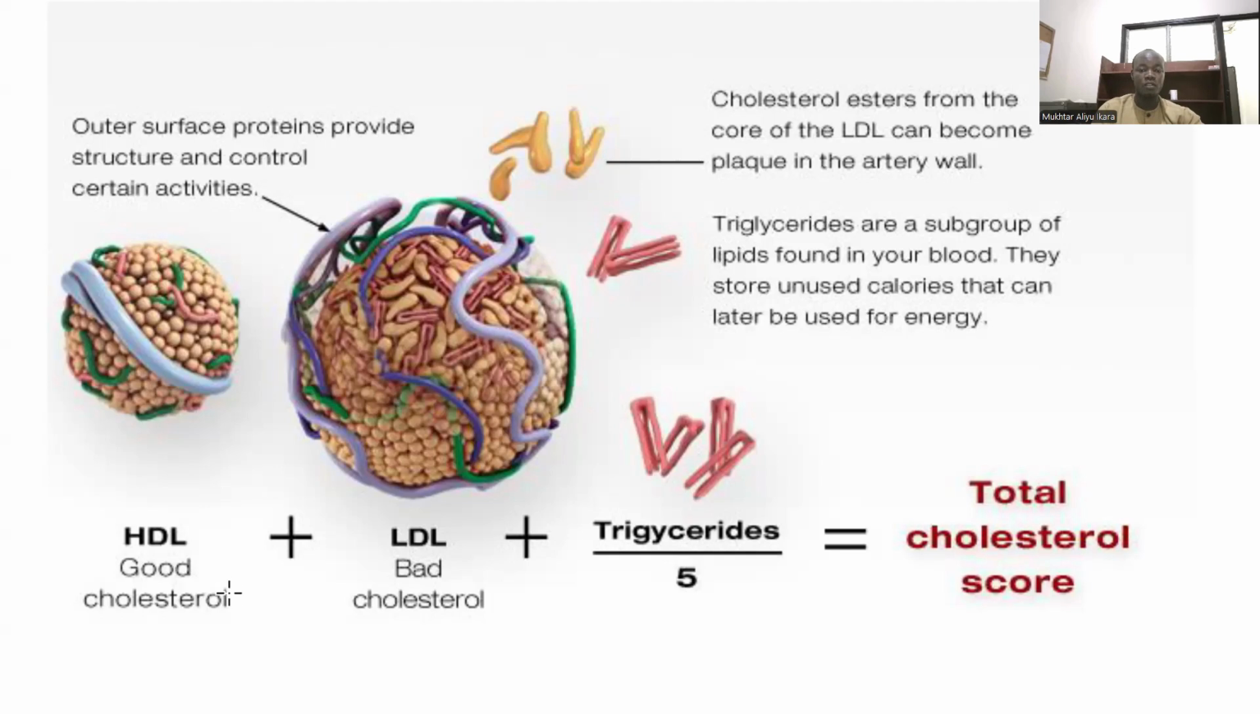Then we have good cholesterol and bad cholesterol plus triglyceride divided by 5, and that will give us the total cholesterol core. So the total cholesterol core can be HDL plus LDL plus triglycerides divided by 5. Also, we have lipoprotein transporters. The outer surface proteins of the lipoproteins provide structure and control certain activities, such as emulsification of the lipid so that it can have access to the aqueous environment in the body.